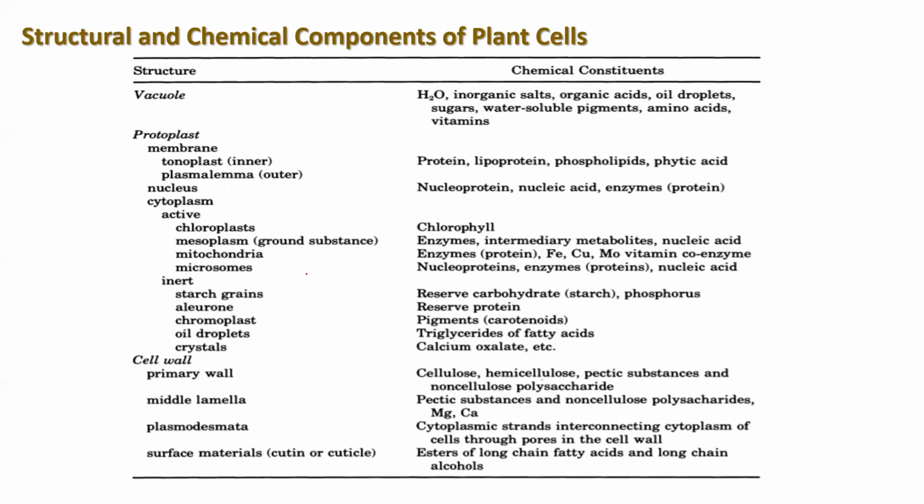Then in the chloroplast, we know that there is chlorophyll. In the mesoplasm, you have various types of enzymes, nucleic acids, and other metabolites. Mitochondria contain ferrous, copper, molybdenum, vitamin coenzymes, other enzymes, and other things. The primary cell wall contains cellulose, hemicellulose, pectic substances. The middle lamella also contains minerals like magnesium and calcium and pectic substances. And surface materials like cutin and cuticle contain esters of long chain fatty acids and long chain alcohols.